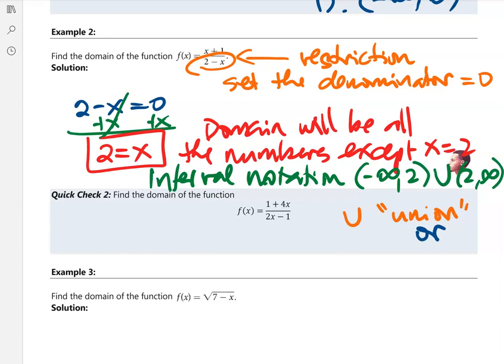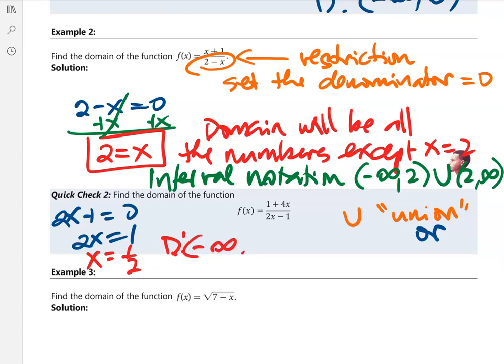Next, quick check number 2. Find the domain of this given function f of x equal to 1 plus 4x all over 2x minus 1. There is a denominator 2x minus 1, so there will be a restriction, and set that denominator to 0. 2x minus 1 is equal to 0. Add 1 to both sides, then divide by 2, so x is equal to 1/2. So the domain in interval notation is from negative infinity to 1/2 union from 1/2 to positive infinity.